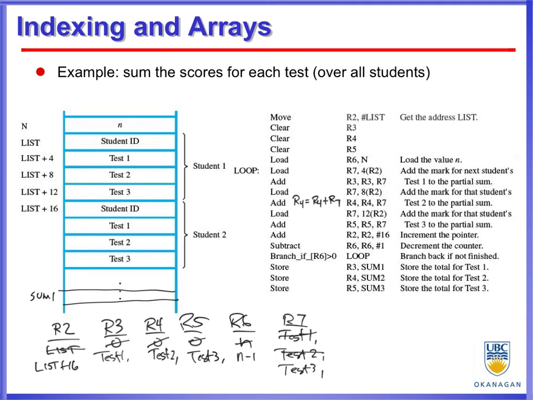Okay? So if you were writing this in C, you would use a for loop, right? You'd use a for loop. And you'd probably have a two-dimensional array where, you know, maybe the columns are students and the rows are student ID, test 1, test 2, test 3. And you probably have just a for loop where you're adding those all up, okay? This is the assembler language that would do the same thing.